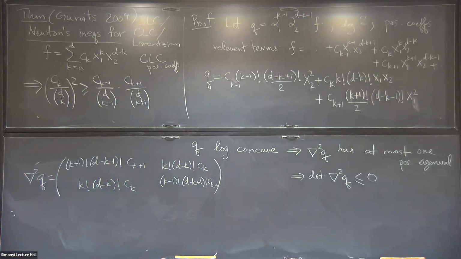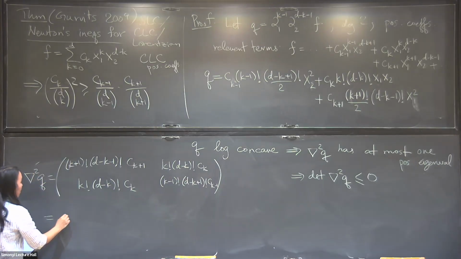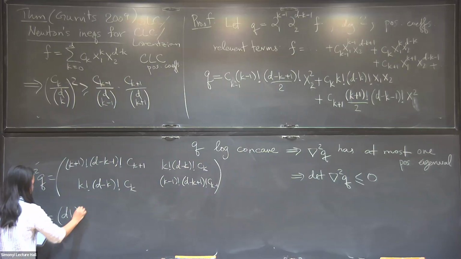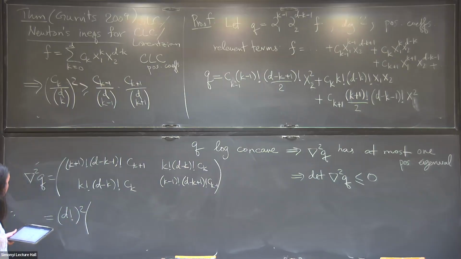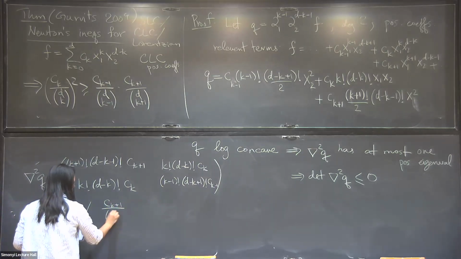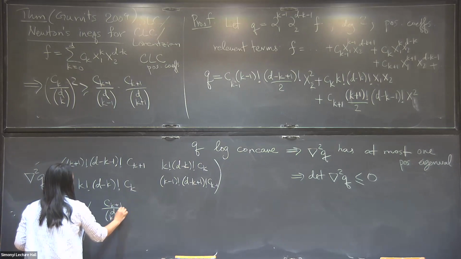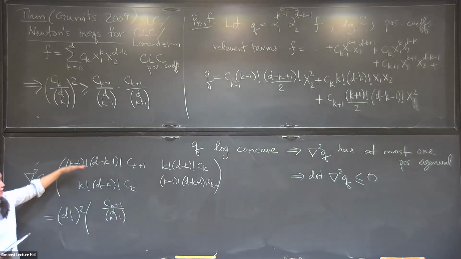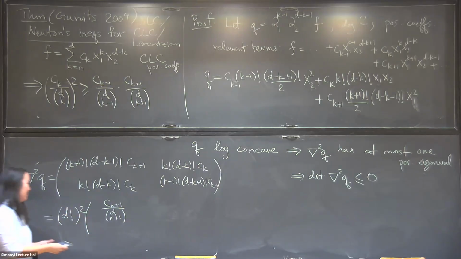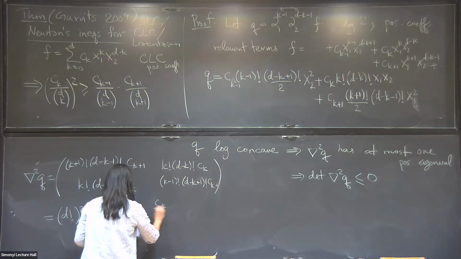Okay, so these are the second derivatives of the quadratic form. And this one, the determinant has to be negative. Then I could factor out d factorial squared from a lot of them. If you factor out d factorial squared, I could rewrite this as c_{k+1} divided by d choose k+1. You can check that you can move this into the denominator of the denominator, right? Okay, so this is exactly what you want.